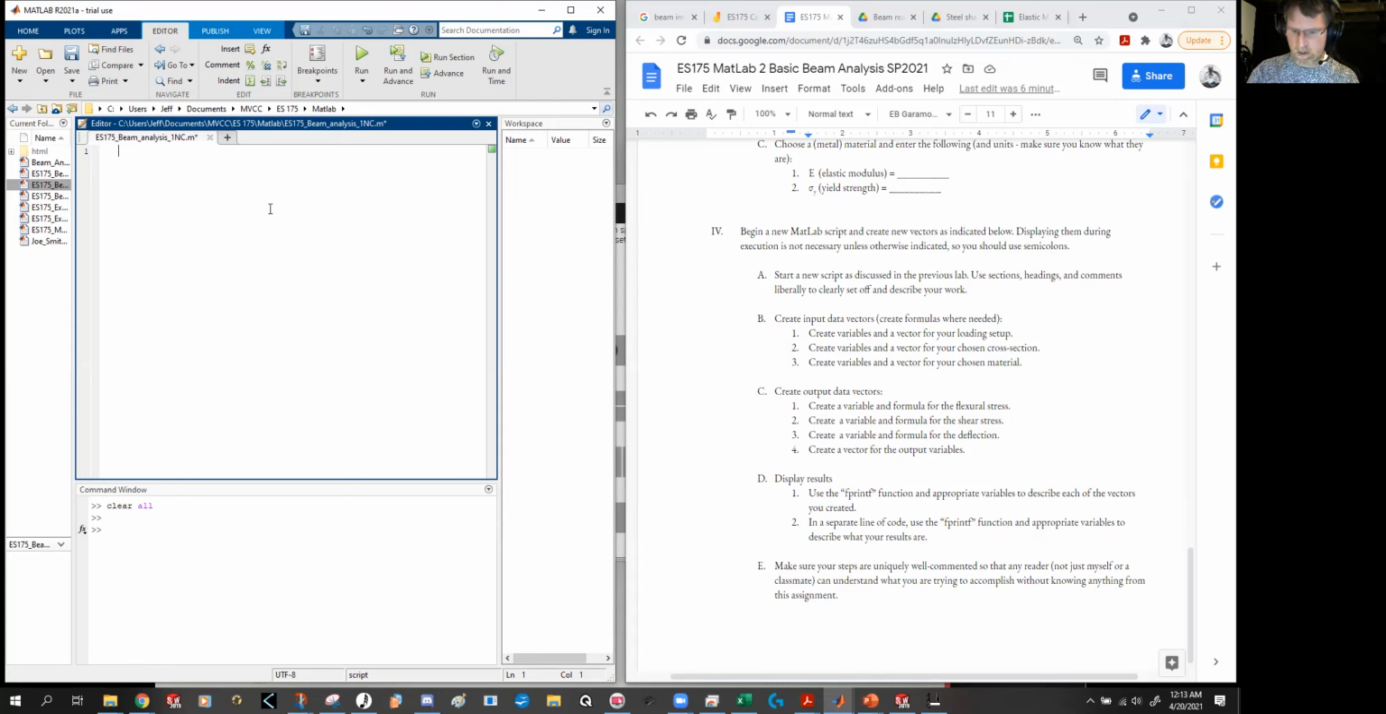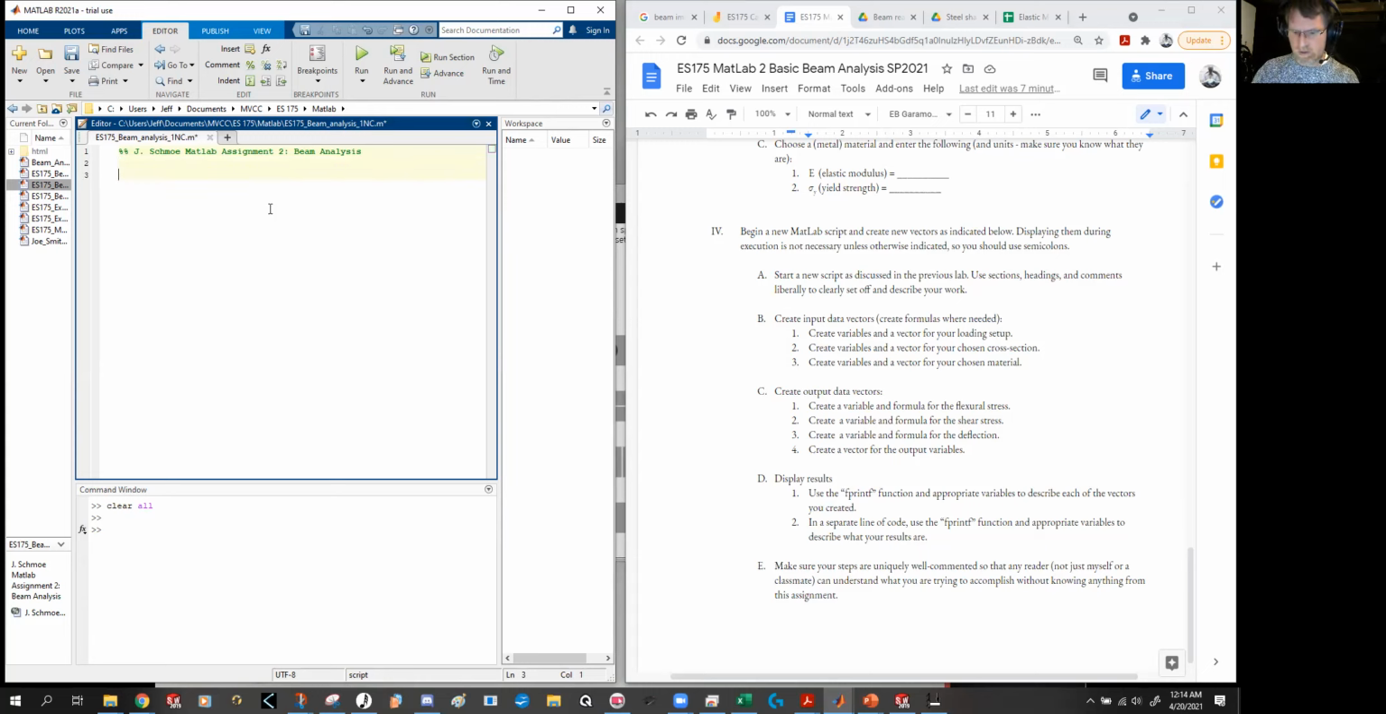Okay, so I'm going to start it off with my initials, but no, you should use your full name. My name is not Joe Schmo, but it could be, and so use that in there. MATLAB assignment 2 beam analysis. Okay, something like that, but make sure your name is up at the top and it's got a reasonable heading.